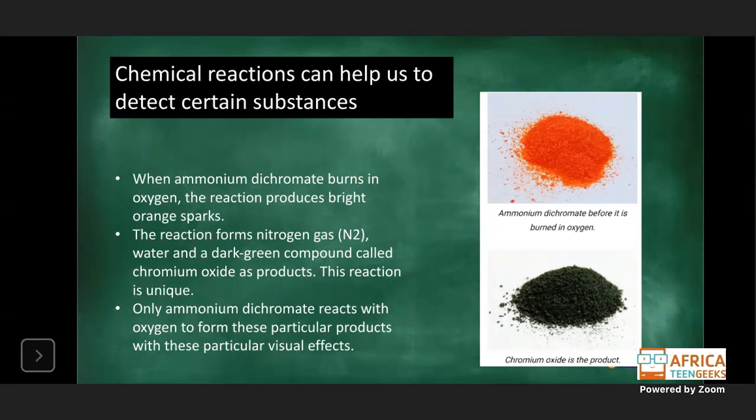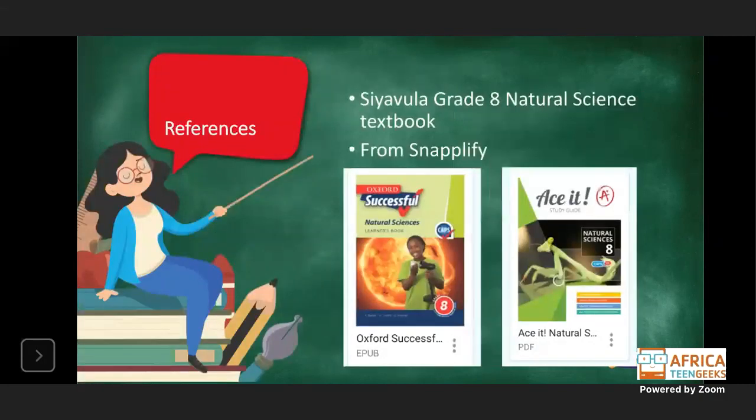Another important fact, guys, that we need to note is that in a physical change, the composition of compounds stays the same. And when we have a chemical change occurring, that is when we have a change in the composition of compounds. All right. So guys, that brings us to the end of our lesson.